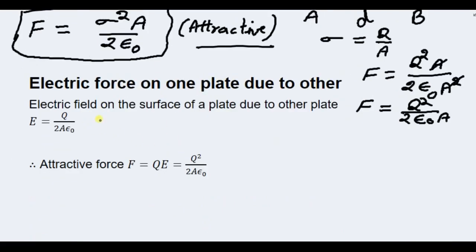E is equal to Q upon 2A epsilon naught, and F is equal to QE. This is your sigma.